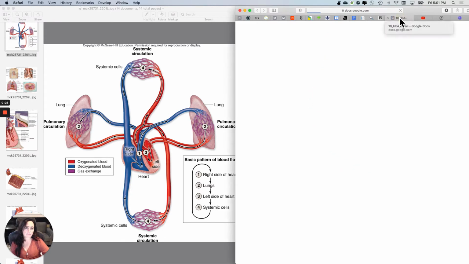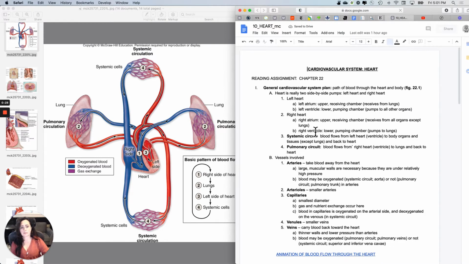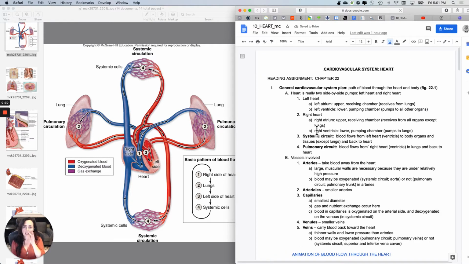So let's see. At the top of this set of notes, the plan for the cardiovascular system is, although people generally refer to the heart as a pump, I would argue that it's actually two side-by-side pumps because each side is receiving from a different place and pumping to a different place. The left side, and by the way, we're looking at this heart in this picture as if we were looking at a patient, right? So this is their left side.